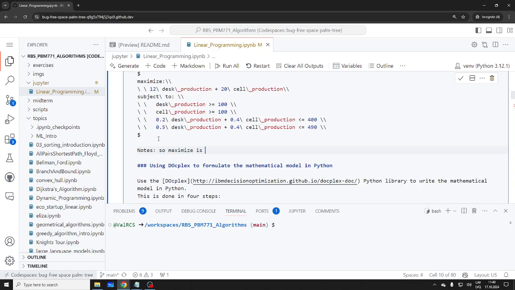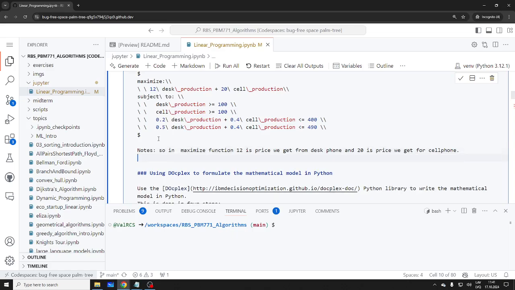So in the maximize function, 12 is the price we get for a desk phone, and 20 is the price we get for a cell phone. Yeah, cheap cell phones, really, 20 euros. I don't know, whatever, 20 yuan or a $20 cell phone. But I guess if it's for the mass market, maybe it is. But again, these are just, I don't know, maybe gold pieces.